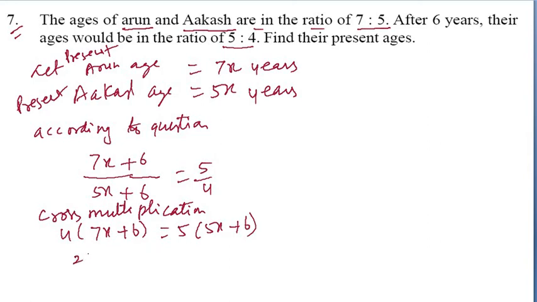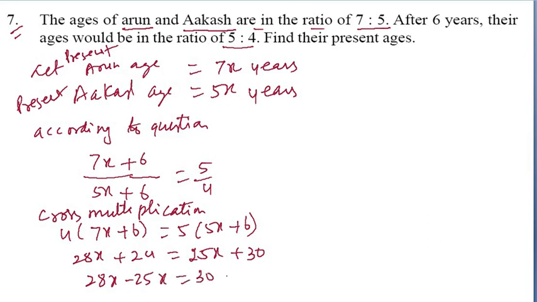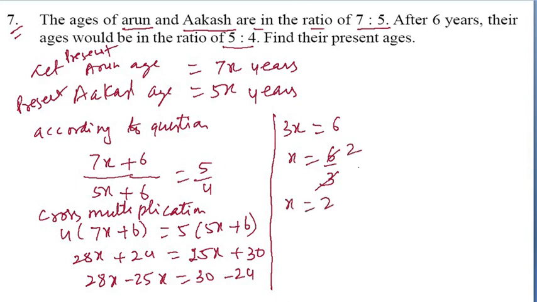Now 7 4s are 28x plus 4 6s are 24, and 5 5s are 25x plus 5 6s are 30. Now here 28x minus 25x will be equal to 30 minus 24. So here is only 3x, and 30 minus 24 is 6. So 3x will be equal to 6. So x will be equal to 6 upon 3. So 3 1s are 3 and 3 2s are 6. So x will be equal to 2.